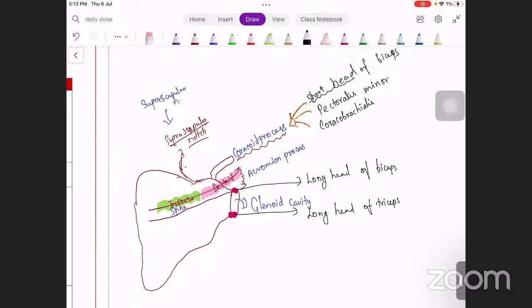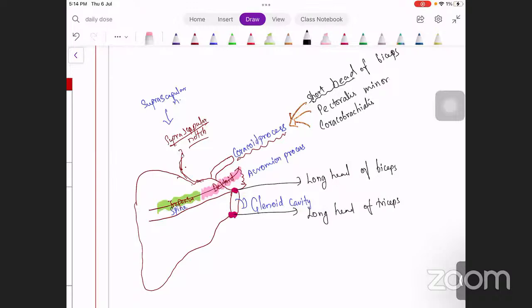Speaking about the important anatomical landmarks and attachments, what structure will pass through the suprascapular notch? That is your suprascapular nerve. And what are the muscles which attach to your coracoid process? One is your short head of biceps, another one is your pectoralis minor, and another one is your coracobrachialis.